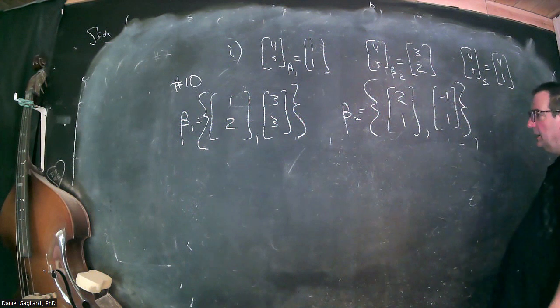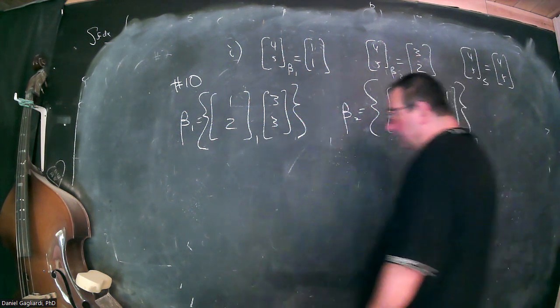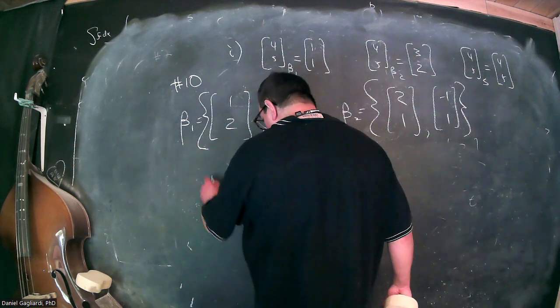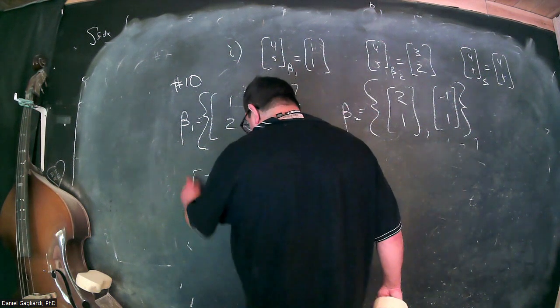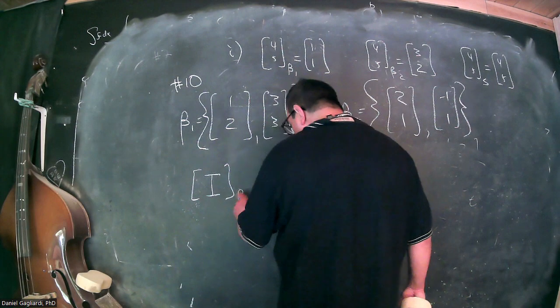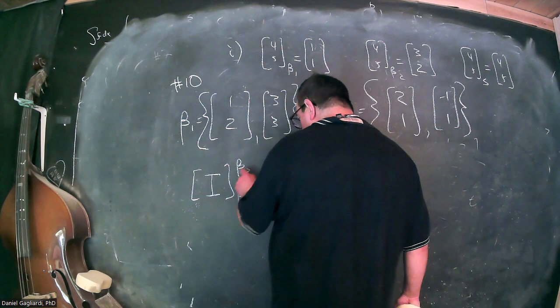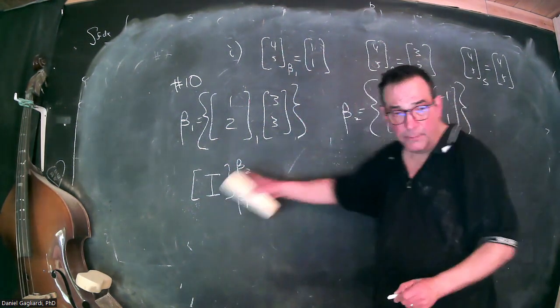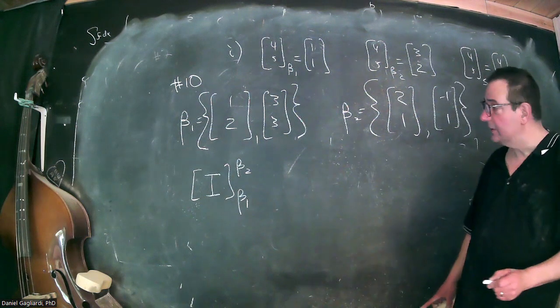So the problem of part 1 is to find the transition matrix. We're going to call that I, going from beta 1 to beta 2. Now, what is this? This is going to be a matrix. And what is this matrix going to do?